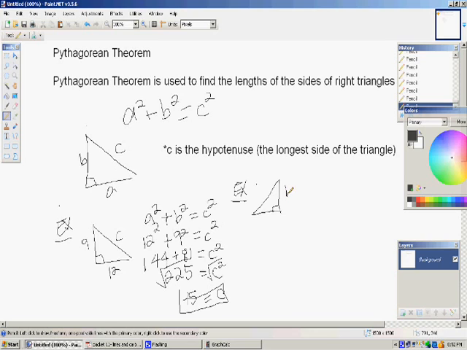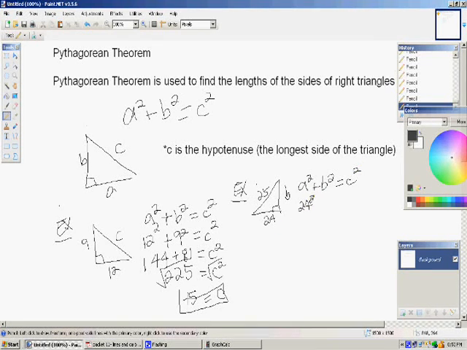So you have a right triangle. We don't know the length of this side, so let's call it B. We do know that this is 24 and that this is 25. Again, we're going to write our formula: A squared plus B squared equals C squared.